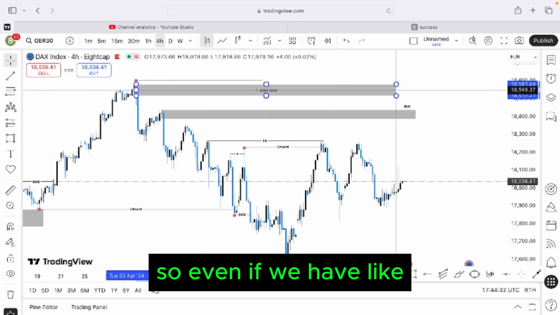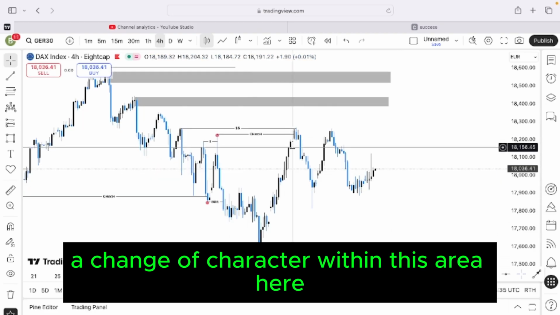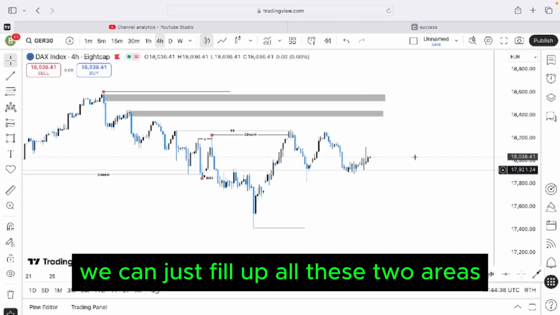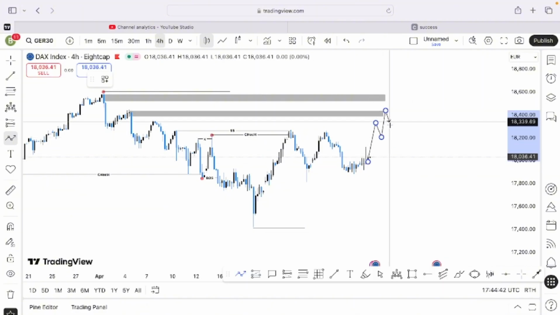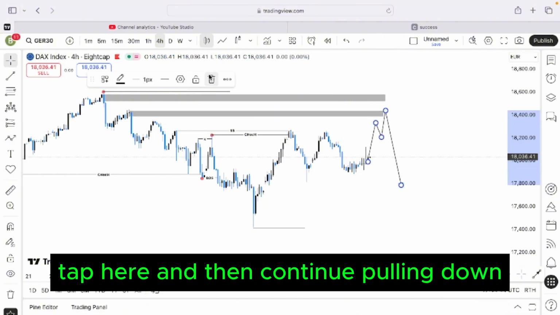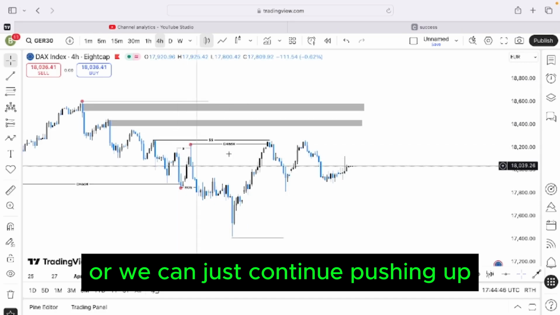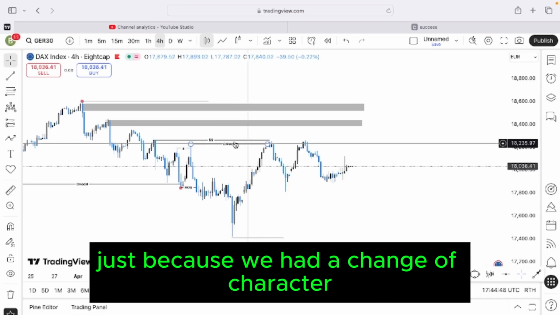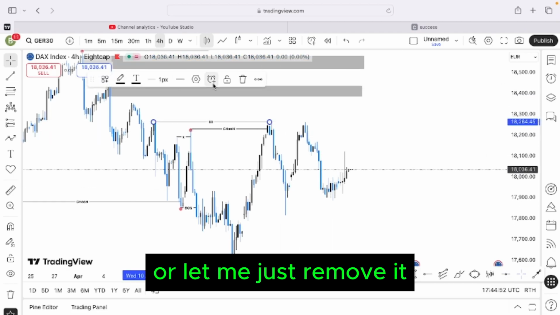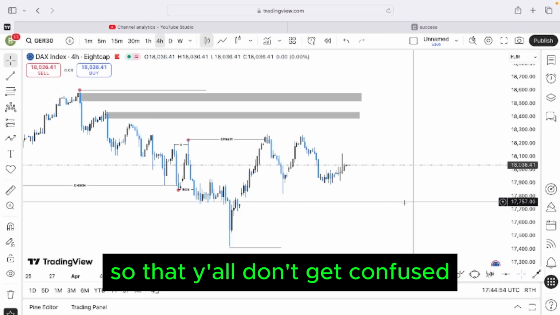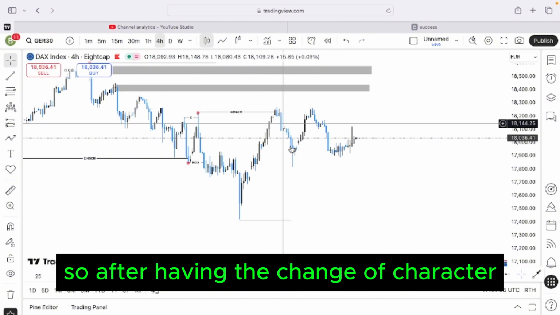So even if we have a change of character within this area here, we can just fill up all these two areas. We can just go up, tap here, and then continue pulling down, or we can just continue pushing up just because we had a change of character around that point. So I'm just gonna leave that liquidity area, or let me just remove it so that you all don't get confused. So after having the change of character, we had a pullback.